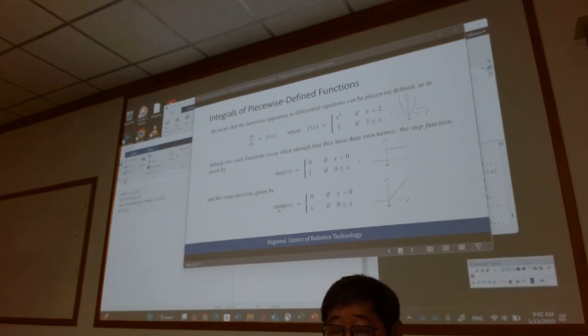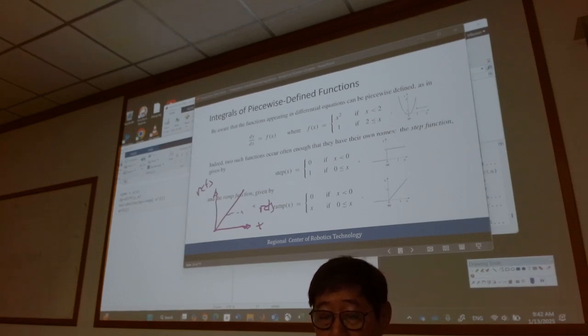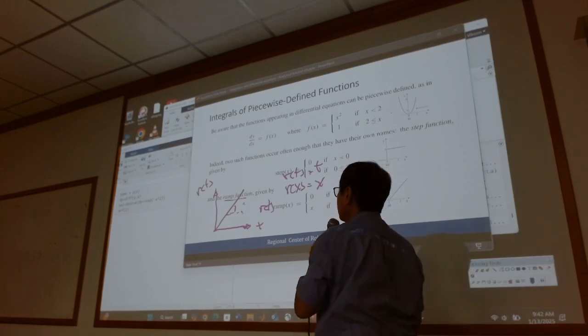The other one is the ramp function. Let's say this is r(x), or use t instead, r(t). This is the slope. In this case, you see r(x) equal to x, or r(t) equal to t. The slope is 1 in this case. This function we call the ramp function.